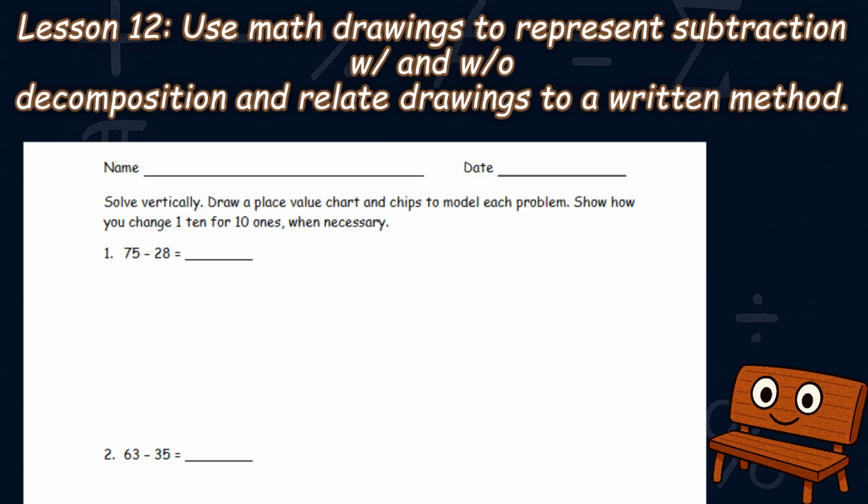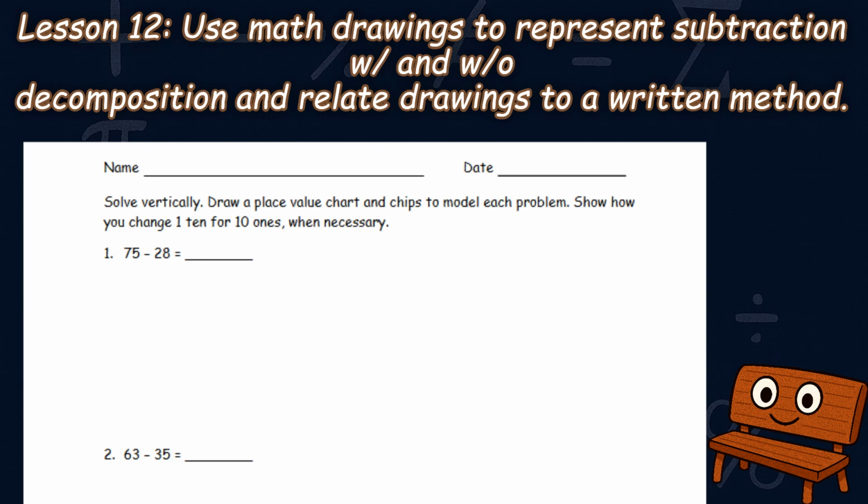Lastly, on Lesson 12, we're going to be using math drawings to represent subtraction with and without decomposition and relate drawings to a written method. Lesson 12 essentially just brings everything together. Students draw a place value chart and they can model problems like 75 minus 28 using discs, chips, or even the vertical method itself.